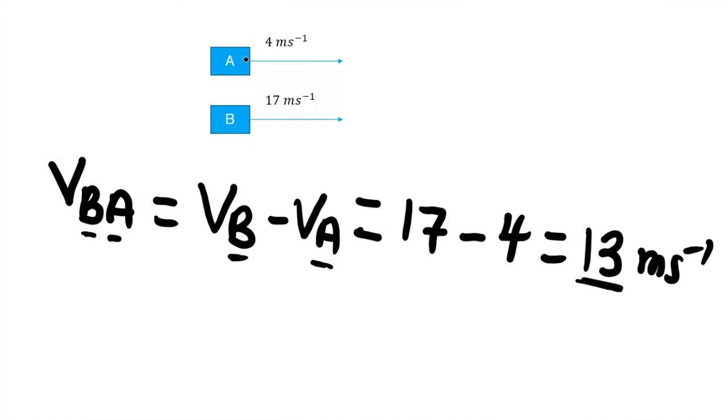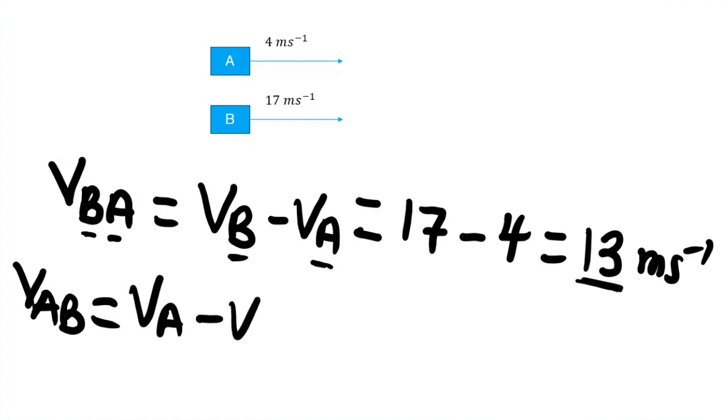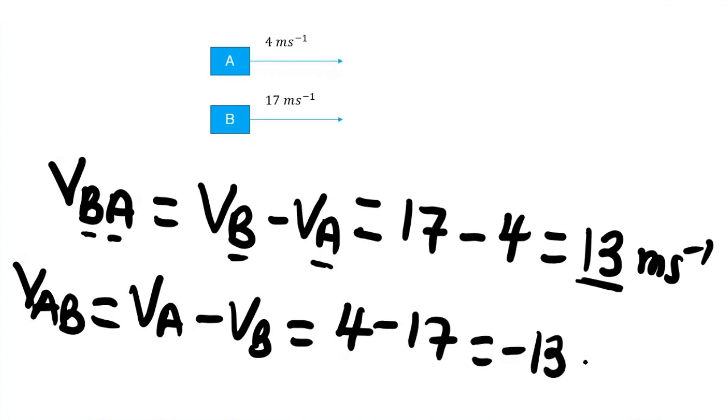Now, if you're in car B, how will you be seeing car A? Let's do that. We want the velocity of A compared to B. That will be VA minus VB, which is 4 minus 17. Then we are getting negative 13 meters per second. What it means is that negative means that when you are in car B and you are looking at car A, you'll be seeing A moving as if it is going backward, or moving slowly. You'll be thinking that A is moving slowly. That's what the negative means. So you'll be seeing as if this guy is moving backward.